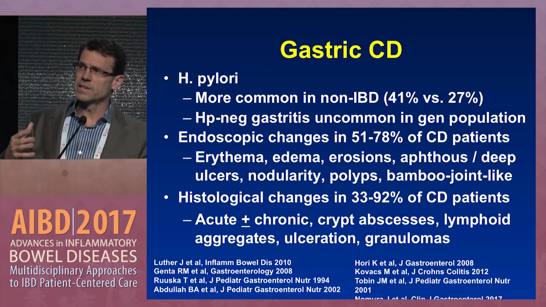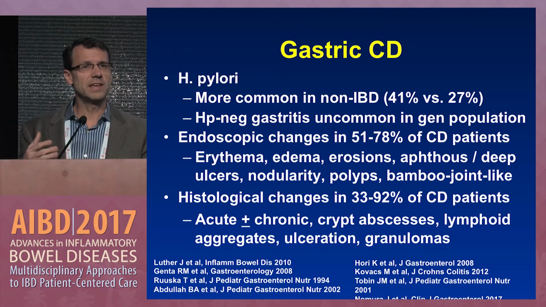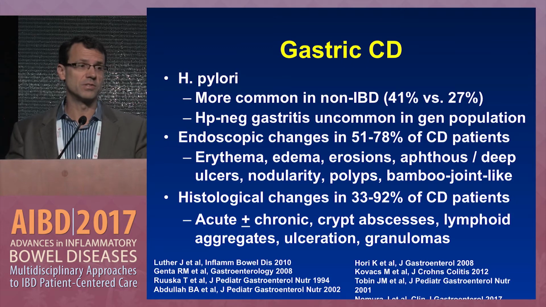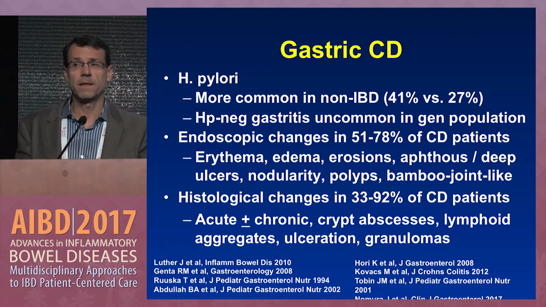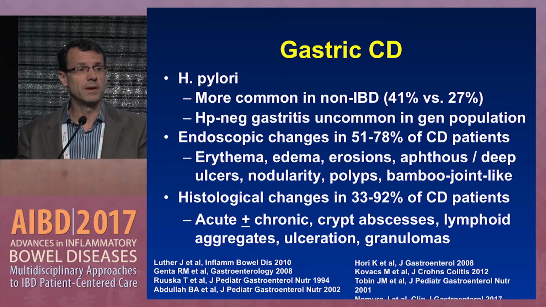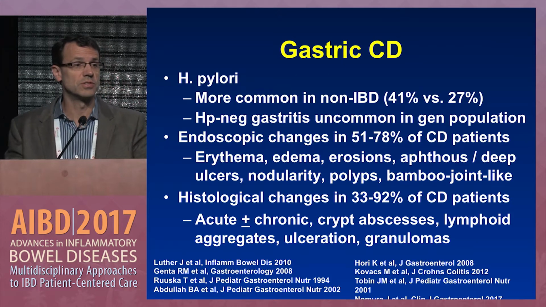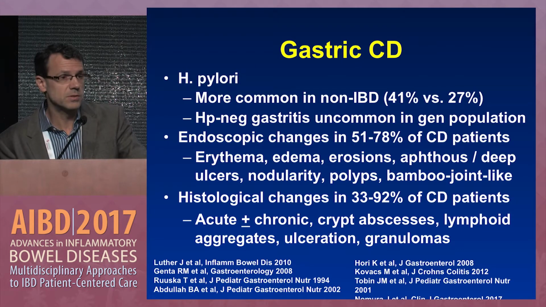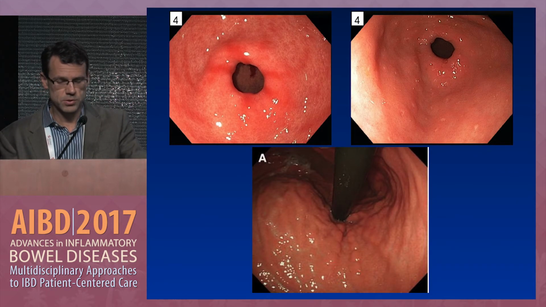So the problem with diagnosing gastric Crohn's disease is that you can see endoscopic and histologic changes in a good number of patients who have Crohn's disease, but that doesn't necessarily mean that they have gastric Crohn's disease. So changes you can see on endoscopy in Crohn's patients are erythema, edema, aphthous ulcerations or deep ulcerations, nodularity, polyps, bamboo joint-like appearance, which looks like this on the bottom, but I'll first show you.